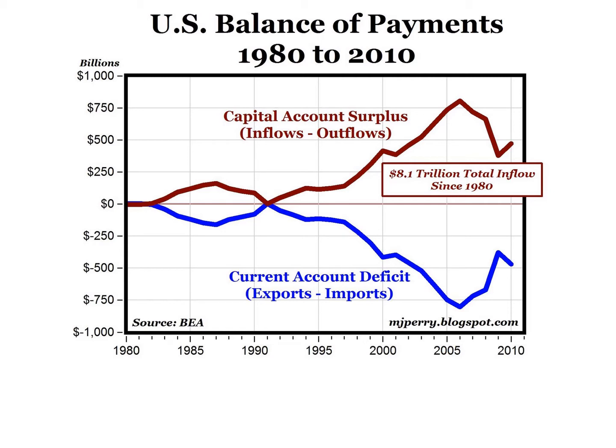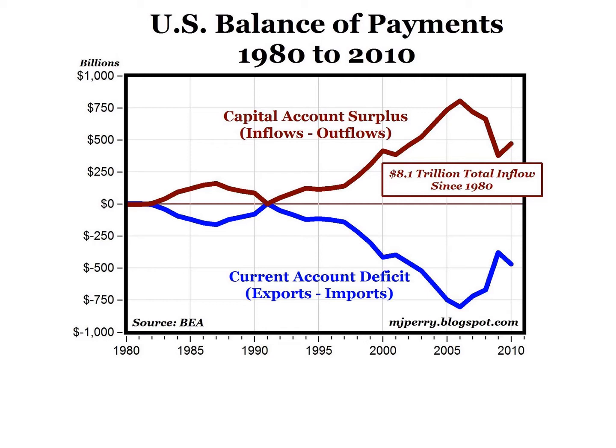Compare the current account from 1980 through 2010, captured by the blue line across time, relative to the capital account captured by the red line from 1980 through 2010. Notice any increase in the surplus of the capital account up top must be offset by an equal increase in the deficit of the current account at the bottom.